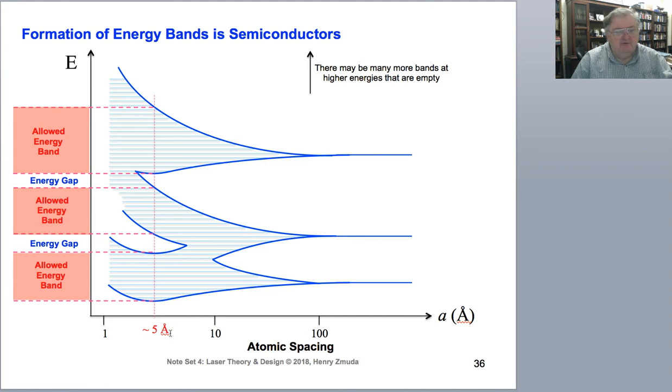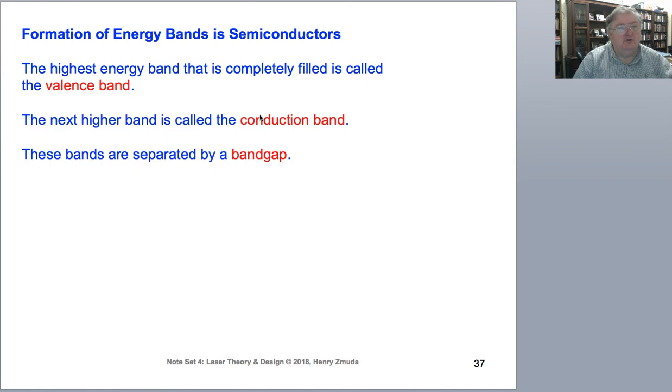For a 5 angstrom spacing, like you typically find for gallium arsenide, this is what the splitting functions would look like. You would have a band with a gap, right, as we've seen, and then a band, and then a gap, and then a band, and then a gap. So we have an allowed energy band, an energy gap, an allowed energy band, and an energy gap, an allowed energy band, and an energy gap, and so forth. Okay? This is typically what all materials do.